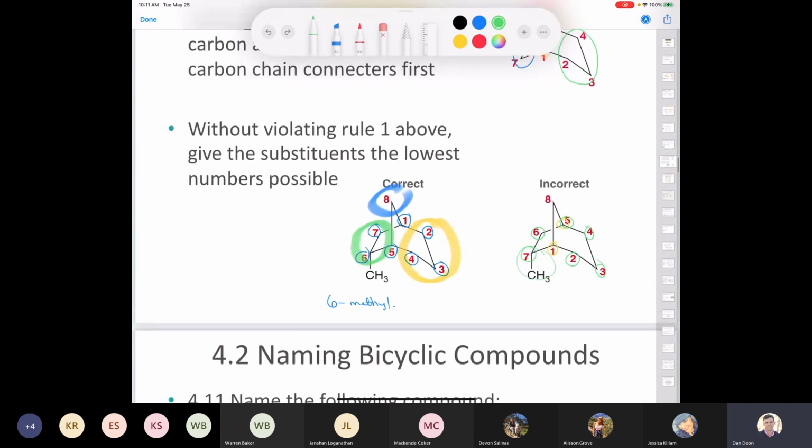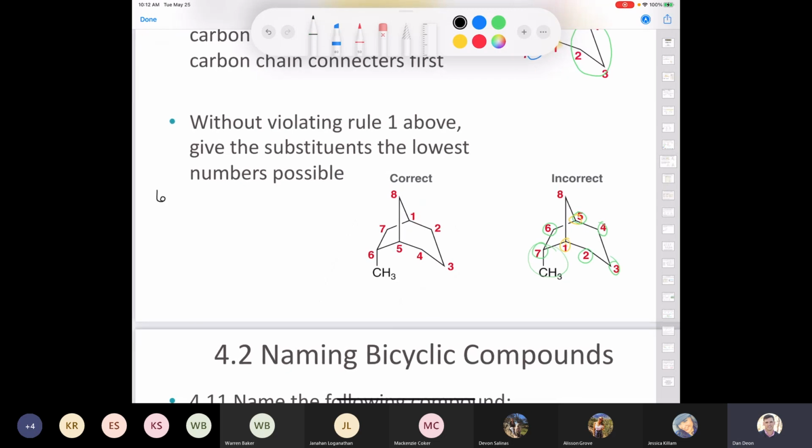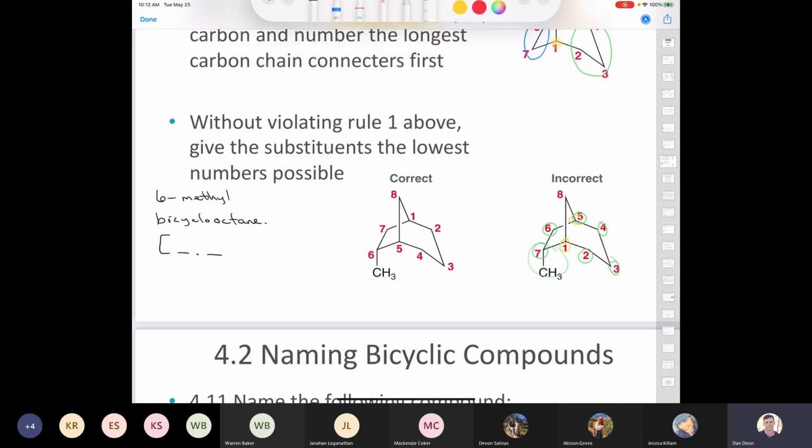You know what, before we do that, why don't we try to finish naming this compound? So we have a 6-methyl. Let's write down what we know. This is a 6-methyl. It is a bicyclooctane, right? Because there's a total of 8 carbons. Could anybody tell me what the numbers are for the bridges? And it's not a trick.